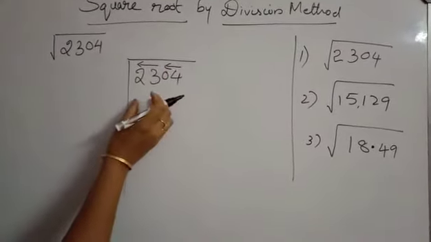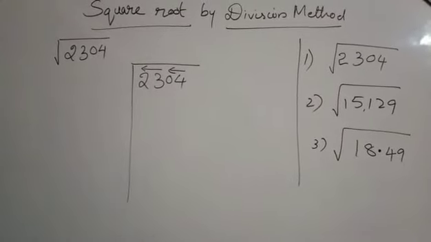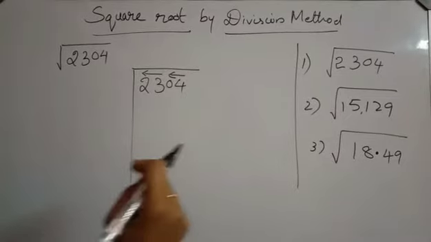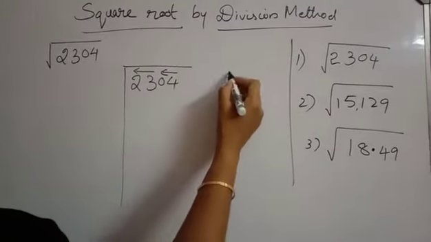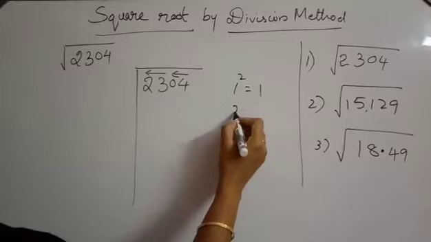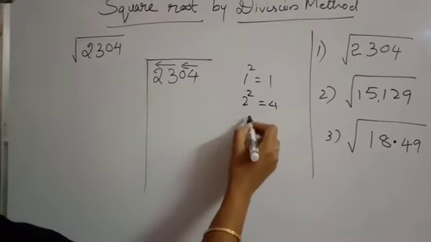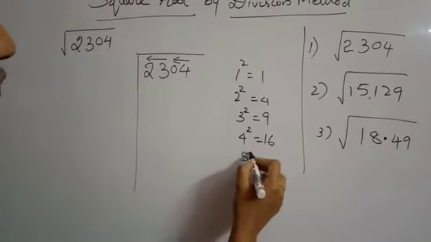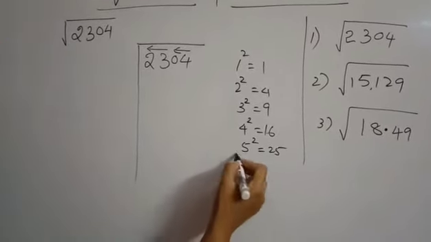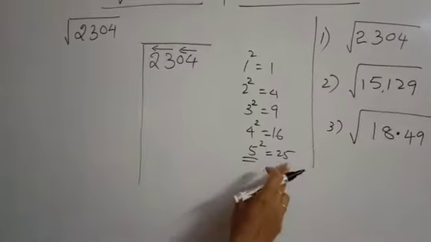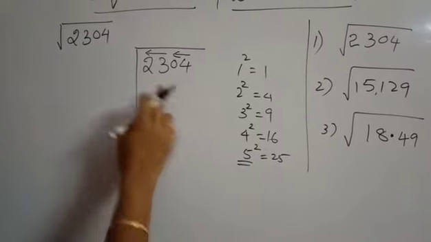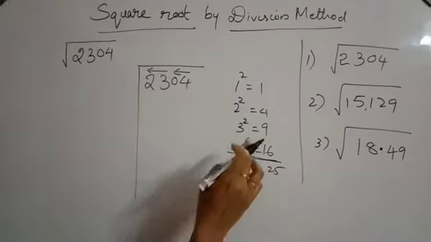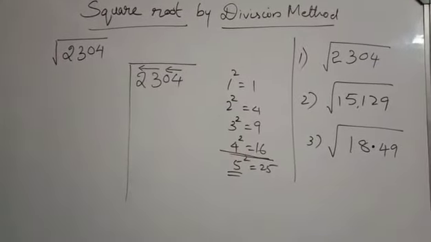Consider the first group, that is 23. You need to find a number whose square is just less than 23. Let's consider 1 square. What's the square of 1? 1. 2 square? 4. 3 square? 9. 4 square? 16. 5 square? 25. Can you consider 5 here? No, it is more than 23. So it's 25, that's more than 23. So we can consider 4 square because it is just less than this 23.